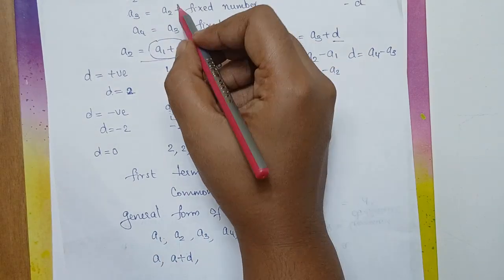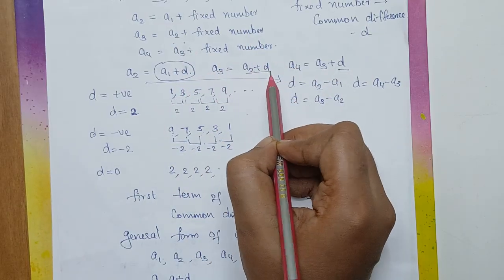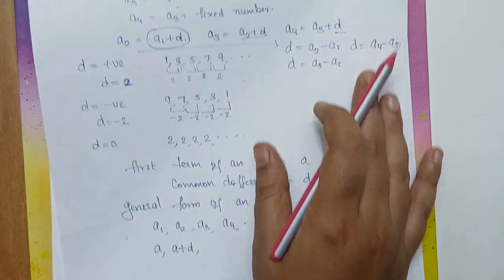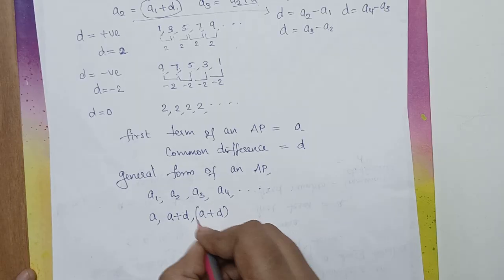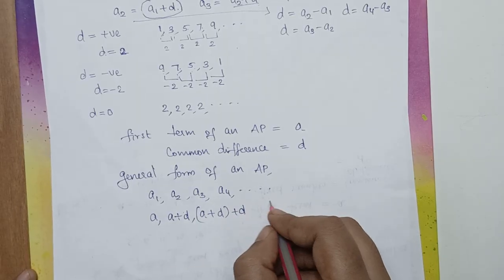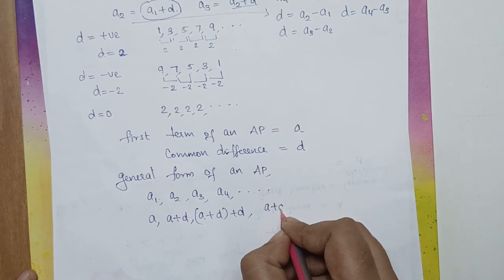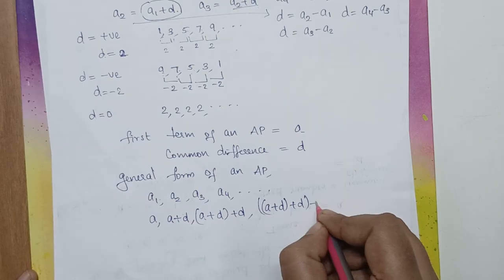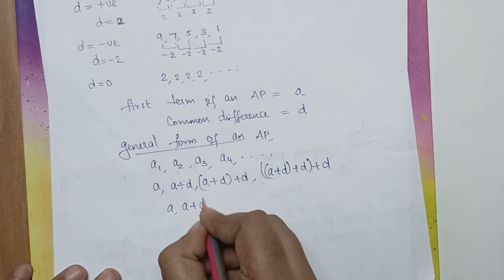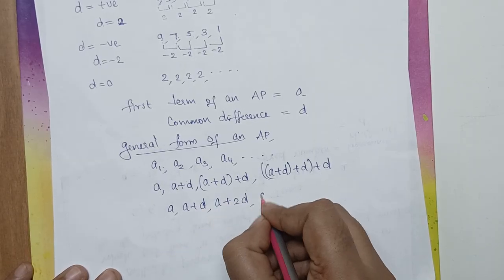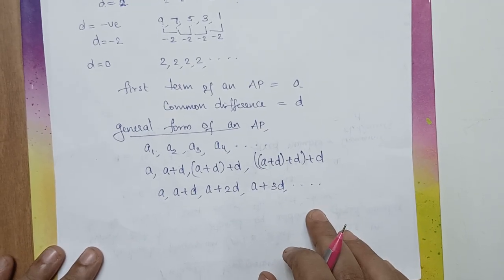Okay. So what is A3 here? A3 is equal to A2 plus D. And A2 is nothing but A plus D. So it will be A plus D plus D. Now we have A4. A4 is A3 plus D. So A plus D plus D plus D. So the general form of an AP will be A, A plus D, A plus 2D, A plus 3D, etc. So this is the general form of an AP.